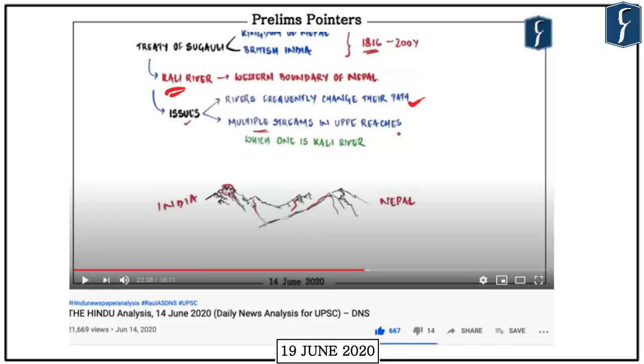And the trouble especially happens in case of deciding and decoding the origination point of rivers because there is no one point at which a particular river originates, and there are multiple smaller streams which combine together to ultimately form a river, and depending upon differing perceptions as to where the origination point is, the perception of the boundary will also change.